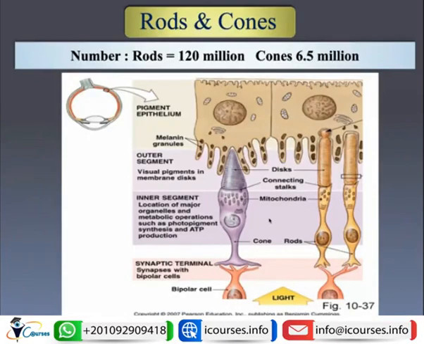So the first cells in the retina are the rods and the cones, and these are collectively called the photoreceptors. The number here again is important because we have 120 million rods and only 6.5 million cones. So as you can see, the rods are more predominant and more numerous than the cones. These are the rods and these are the cones. If we have a section here in the retina, you can see that.